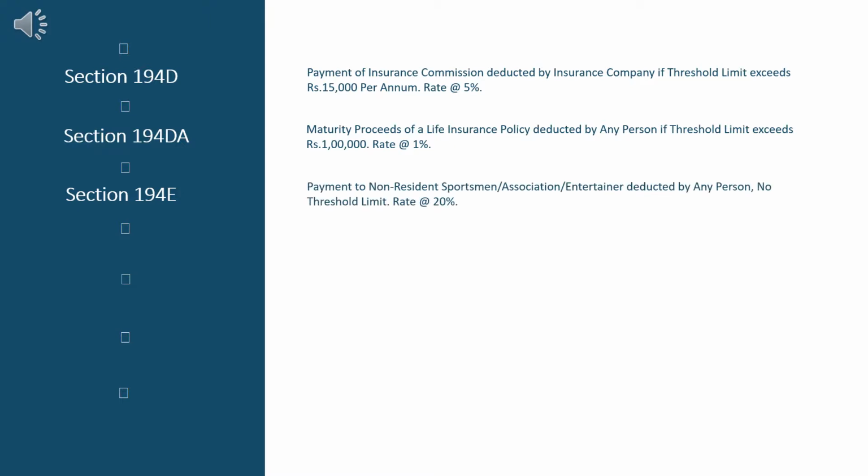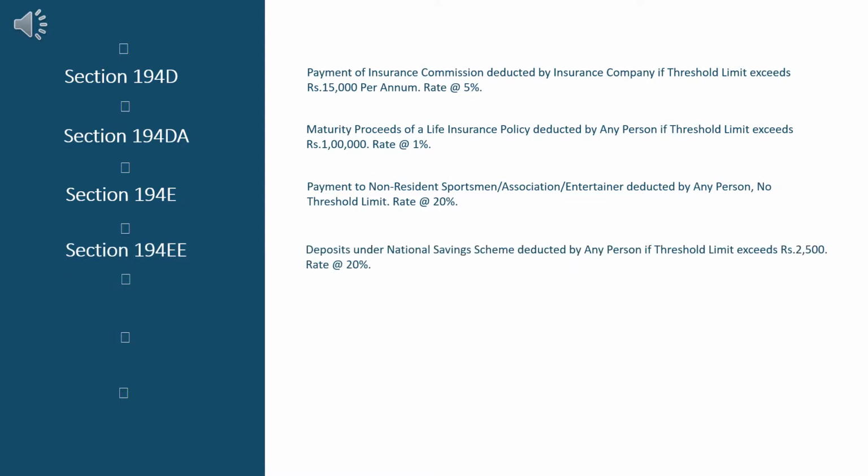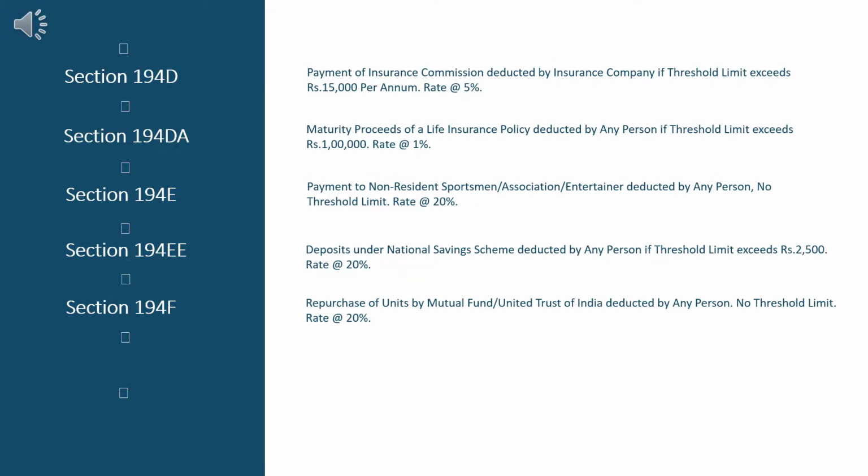Section 194E. Payment to non-resident sportsman or association or entertainer, tax to be deducted by any person, no threshold limit, tax rate at 20%. Section 194EE. Deposits under National Savings Scheme, tax to be deducted by any person, if the deposits amount exceeds Rs 2,500, tax rate at 20%. Section 194F. Repurchase of units by Mutual Fund and Unit Trust of India, tax to be deducted by any person, no threshold limit, tax rate at 20%.